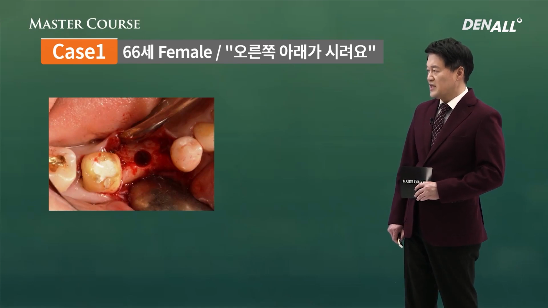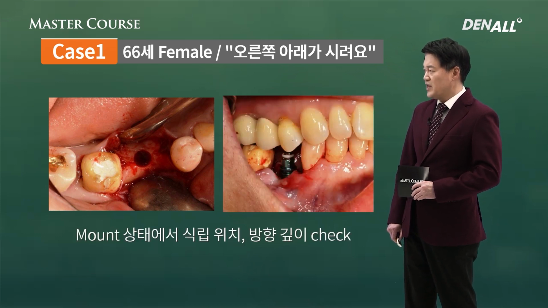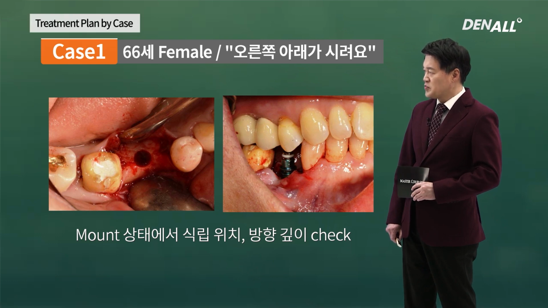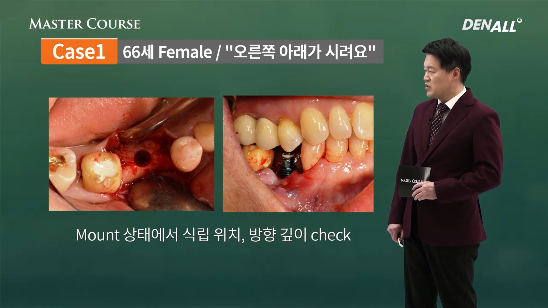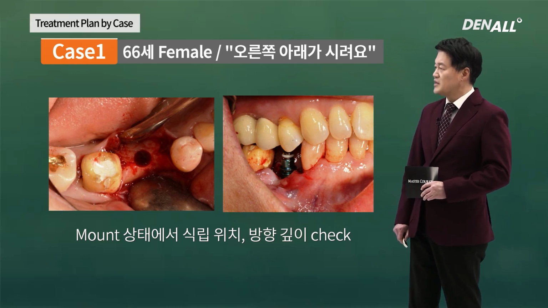Finally, after drilling, this is the image and the mount has been connected, and occlusion was checked once again. The position was towards the functional cusp of the opposing arch, and the placement depth was 8 millimeter. Because it's not in contact, it means that there was over 8 millimeter of space, and sufficient space was secured to give an appropriate emergence profile. With the mount on, we checked occlusion, and it is necessary to check the position and the placement depth as well as the direction.